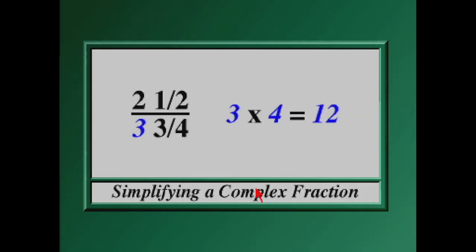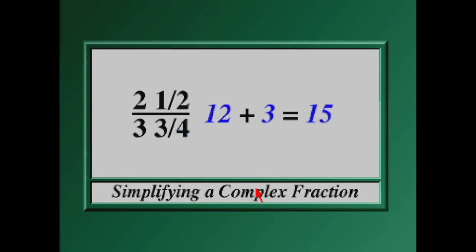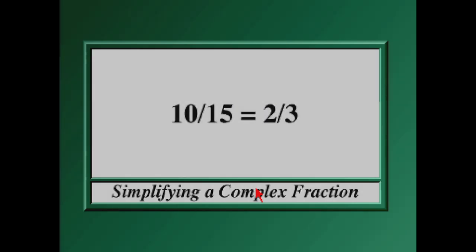Next, multiply 3 times 4. 12 results. Multiply 3/4 by 4 over 1 and 3 results. 12 plus 3 equals 15, the denominator. Reduce 10/15 to lowest terms. The fraction becomes 2/3. Therefore, the complex fraction 2 1/2 over 3 3/4 is equivalent to 2/3.